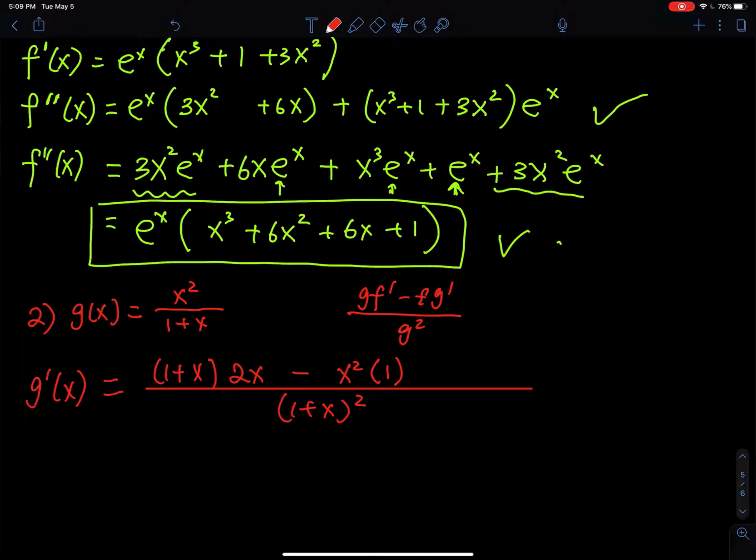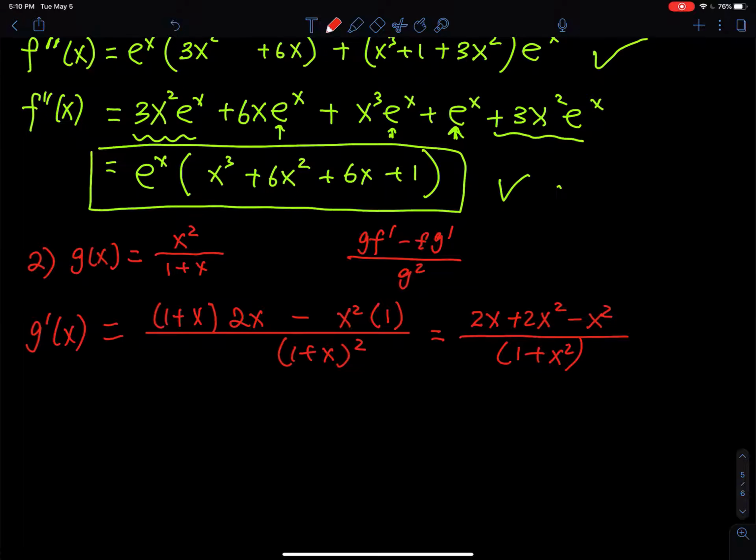So overall, what do we have in here? This one we have 2x plus 2x squared minus x squared divided by 1 plus x squared. Okay, so clearly we have 2 minus 1 that equals 1. So we have 2x plus x squared. If you want the higher power goes first, so 2x plus x squared, right? That means we have x squared plus 2x divided by 1 plus x squared.